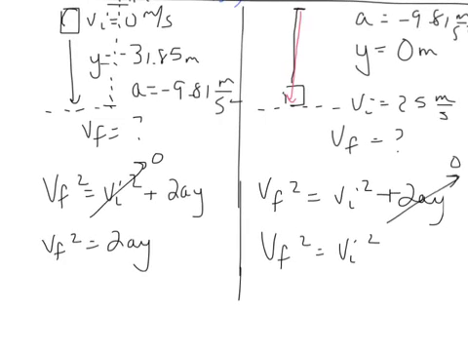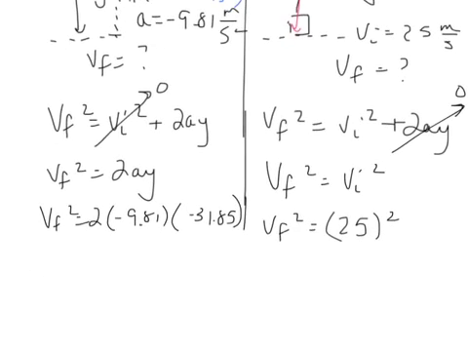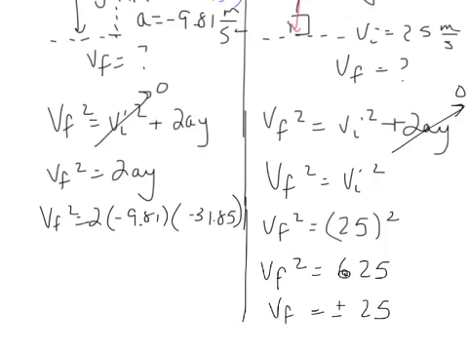So on the left-hand side, let's go ahead and plug in. We've got Vf squared equals 2 times negative 9.81 times negative 31.85. Notice I'm dropping units there just for simplicity. On the right-hand side, we have Vf squared equals simply 25 squared. If Vf squared is 25 squared, then Vf must be 25. But when you take the square root, you have to remember that you get plus or minus 25, actually. And that's an important part.